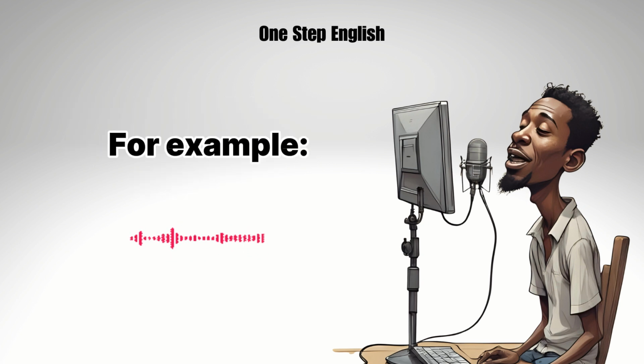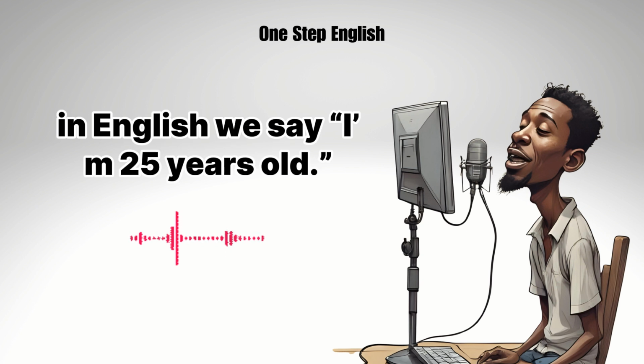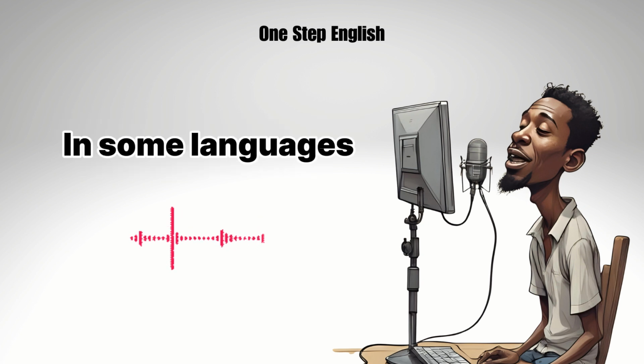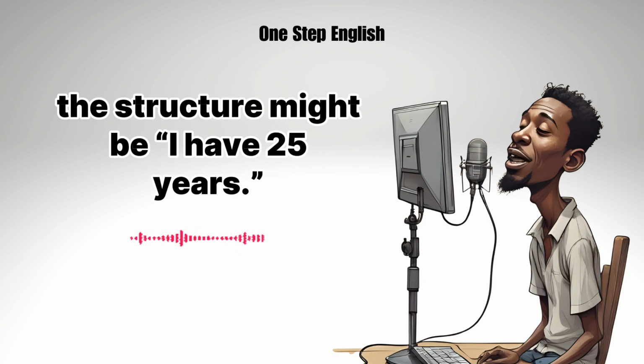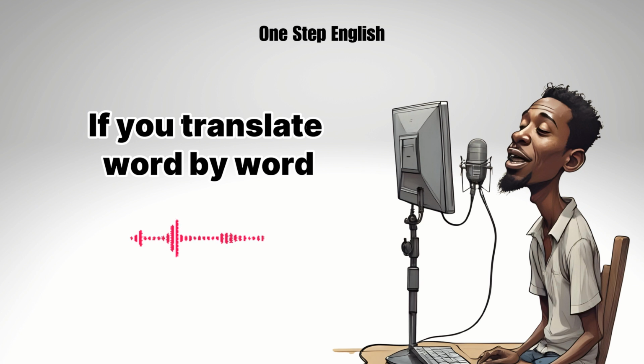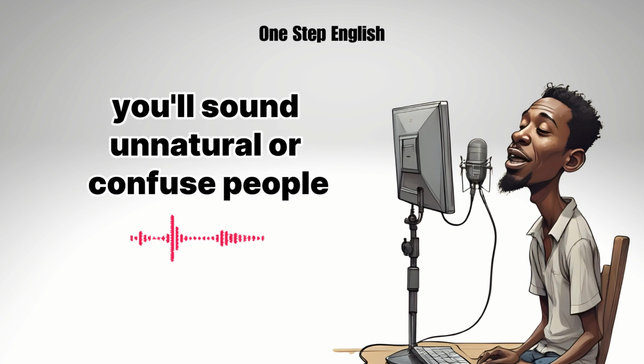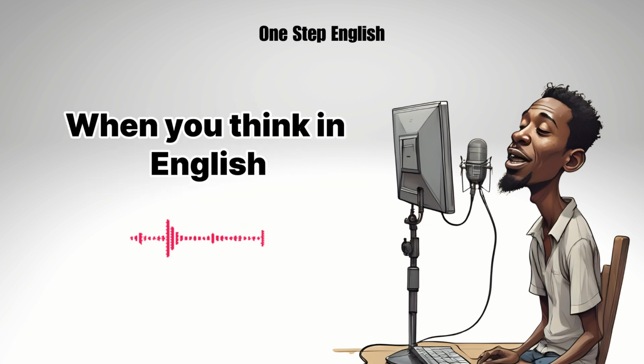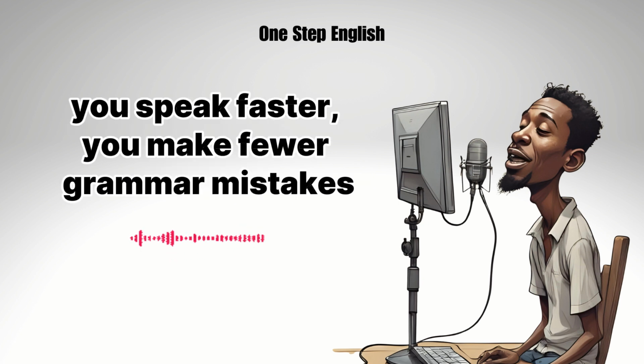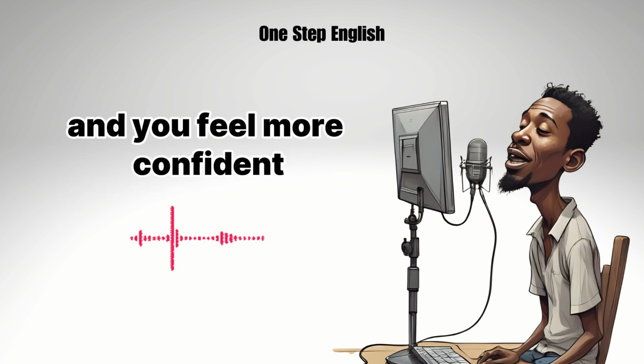For example, in English we say, I'm 25 years old. In some languages, the structure might be, I have 25 years. If you translate word by word, you'll sound unnatural or confuse people. When you think in English, you speak faster, you make fewer grammar mistakes, and you feel more confident.